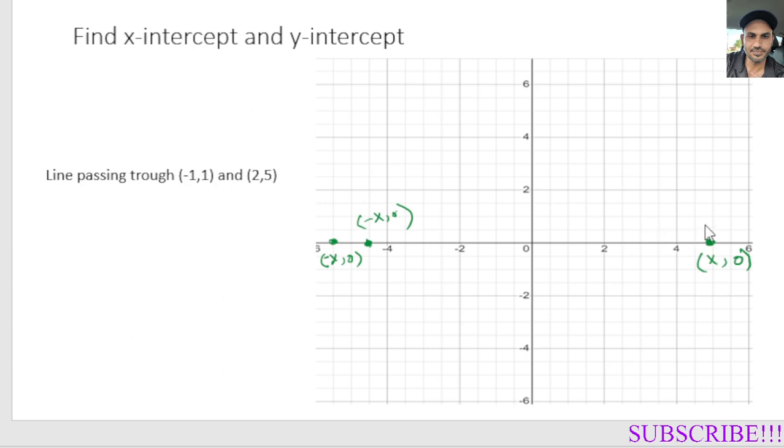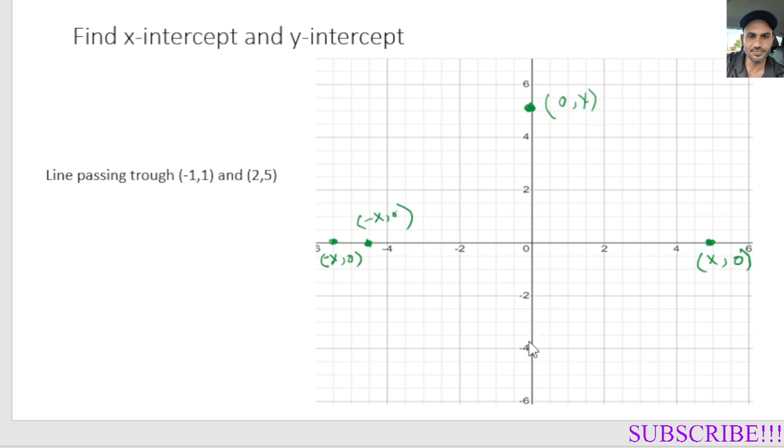This is the information that we have to know: if the graph is crossing anywhere on the x-axis, that particular point is the x-intercept of the graph. Similarly, on the y-axis, if the graph of the line crosses the y-axis, that particular point is the y-intercept right here. So the x value is going to be 0 and there's going to be some y value.